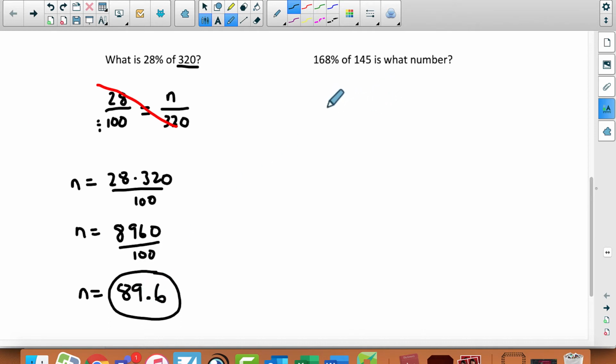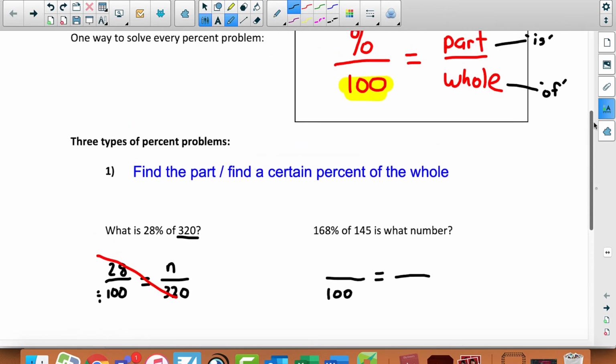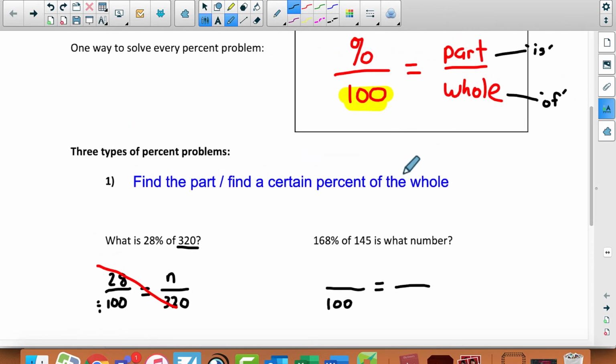So for all these questions, you can start by doing this and writing down what number? 100. Then we'll look to see if we have a percent in this question. Do you see the percent sign somewhere? I do, right here, 168%. So we're looking for 168% of 145. You want a percentage of the whole.